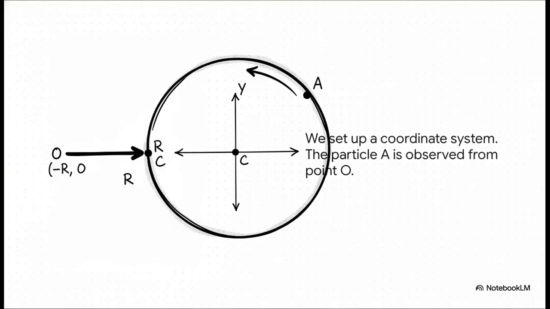Okay, let's get our coordinates set up. We'll make things easy and put the center of the circle, let's call it C, right at the origin, 0,0. The problem says we're watching from a fixed point O on the circumference, so let's just place O over on the left side at the coordinate -r, 0. And our particle A is somewhere on that circle moving around.